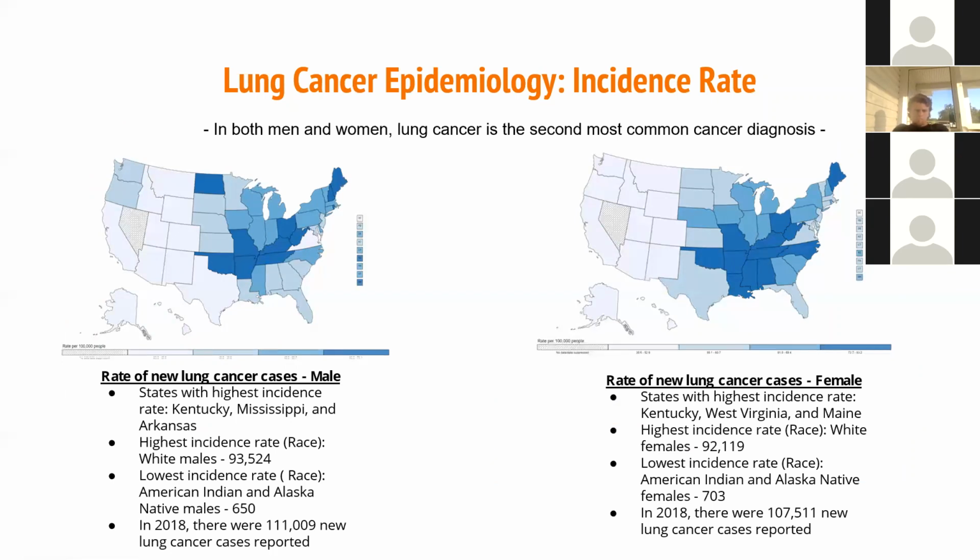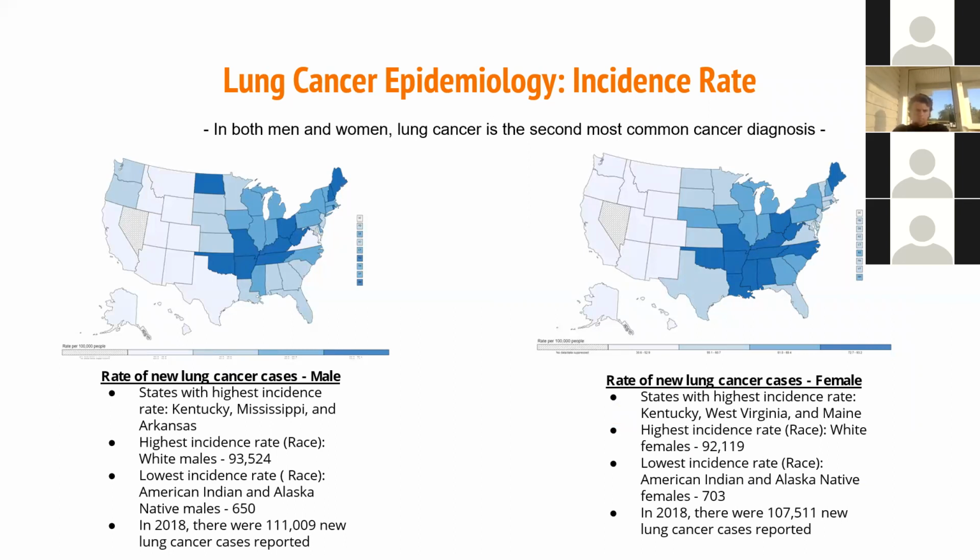The lowest incident rate based on race was from American Indian and Alaska Native males with only 650, and the highest incident rate was white males with 93,000. In 2018, there were roughly 111,000 new lung cancer cases reported.